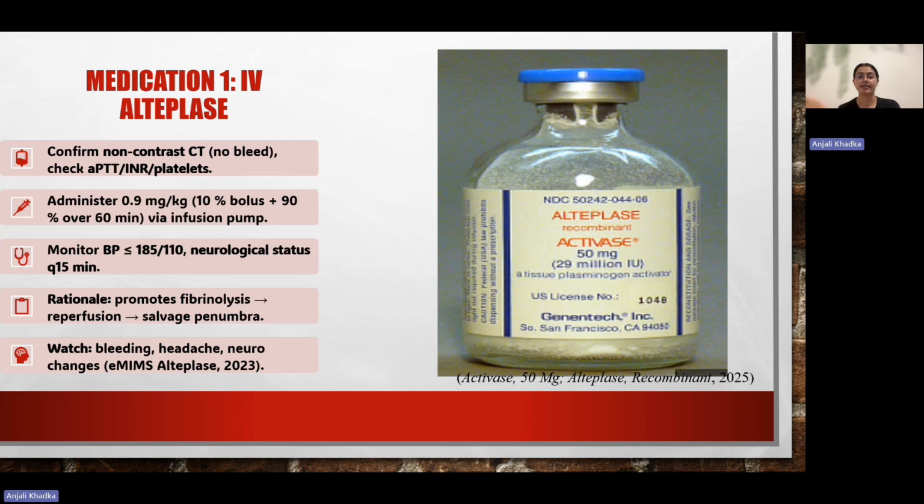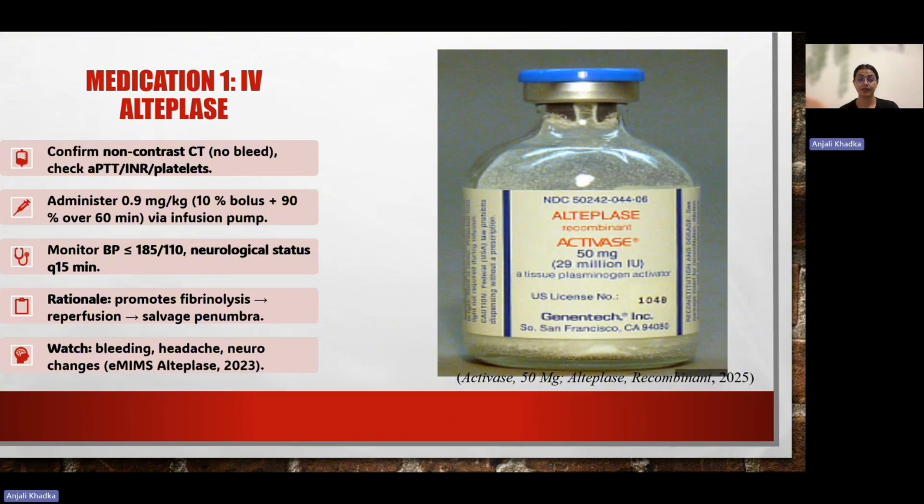Now, I would like to consider the three medications for Mrs. Manalo considering her medical condition. The first thing I would like to do before administering IV alteplase to Mrs. Manalo is a non-contrast CT to confirm there is no hemorrhage, and a coagulation profile. APTT, INR, and platelets must be checked.